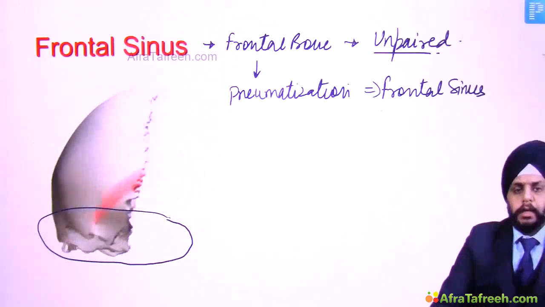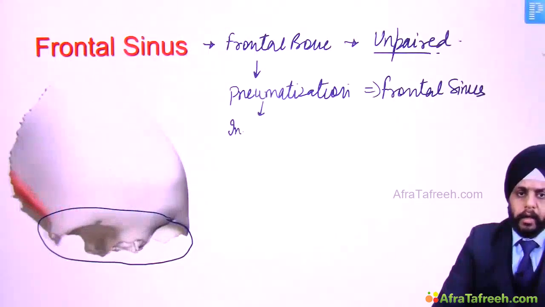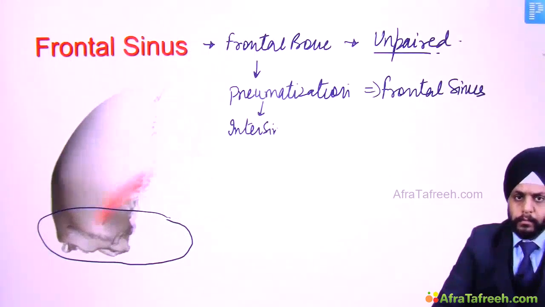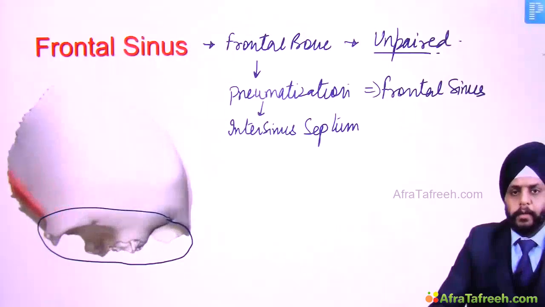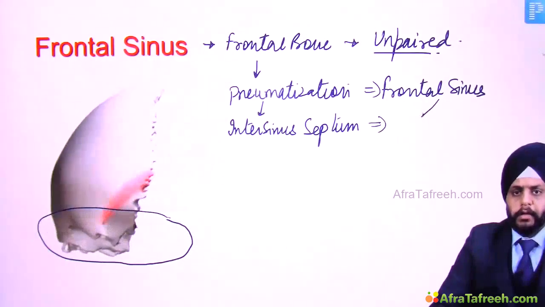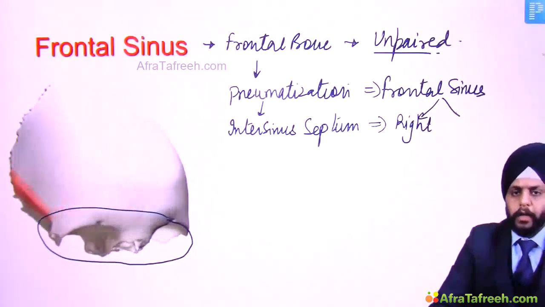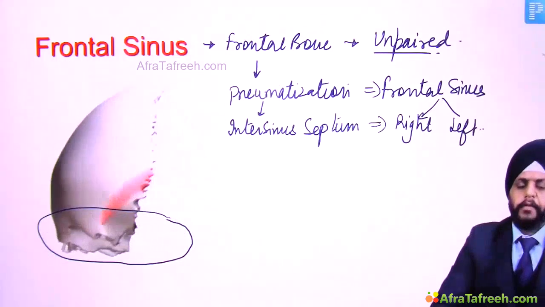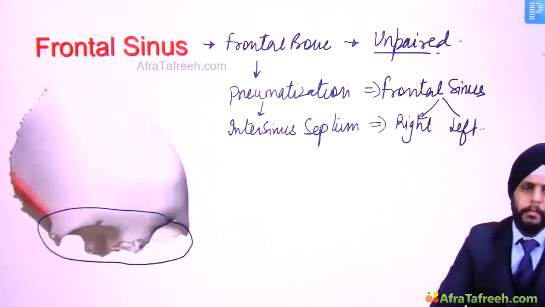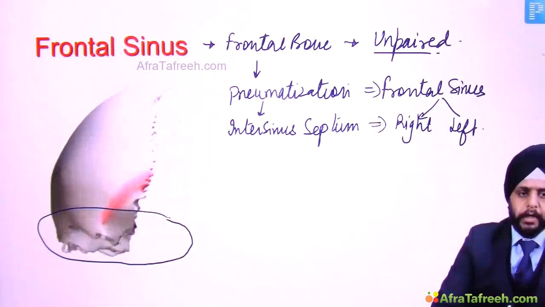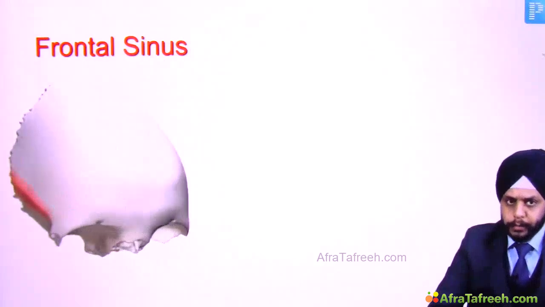Once again, this pneumatized cavity is divided by an intersinus septum. Because of that, the frontal sinus is divided into two cavities, right frontal sinus and left frontal sinus. So again we have a paired frontal sinus despite the fact that we have only one frontal bone.